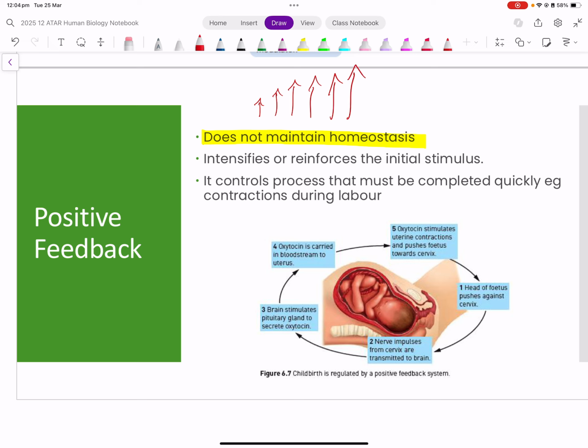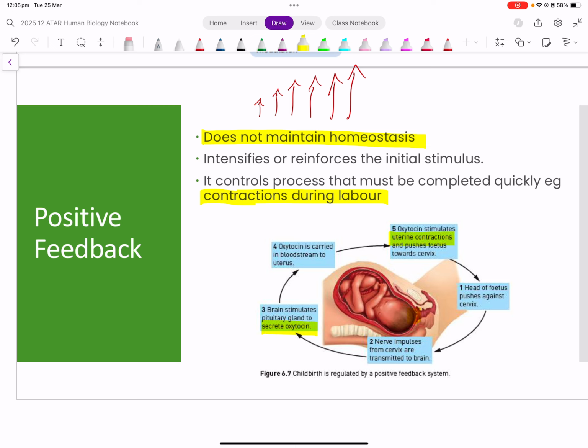So an example of this is contractions during labour, and this is the diagram that I've got down the bottom here. So in this instance, we can see that the baby's head bumps against the cervix. That causes a message to be sent to the brain to release oxytocin. Oxytocin then travels back towards the uterus, and it causes uterine contractions, which causes the baby's head to bump against the cervix, restarting this process.